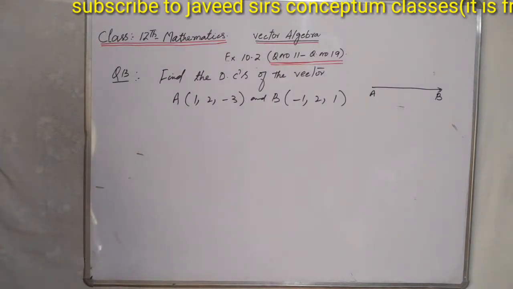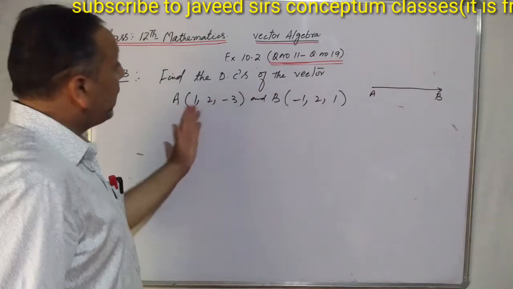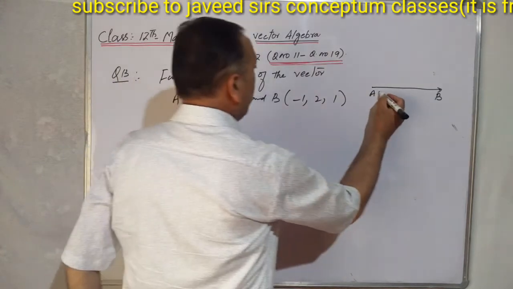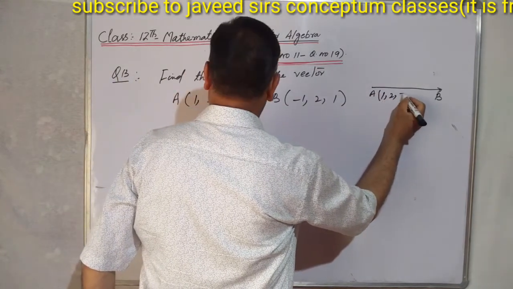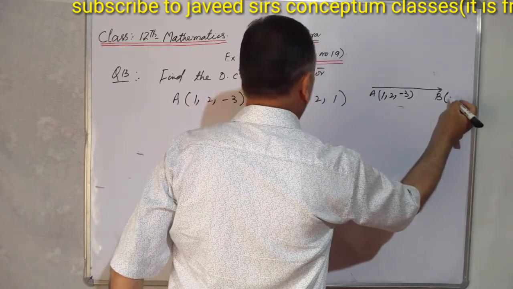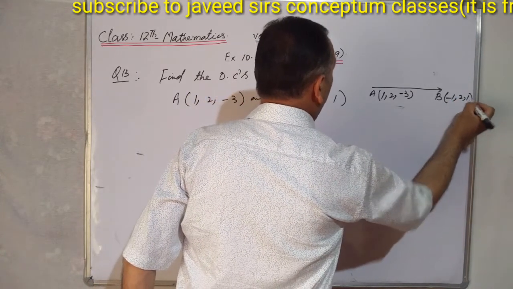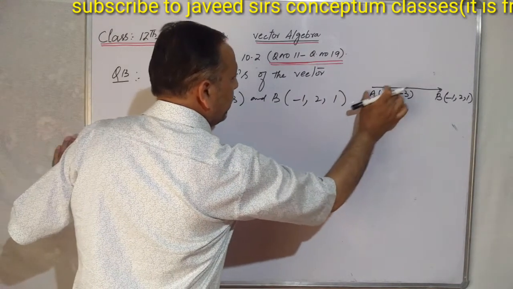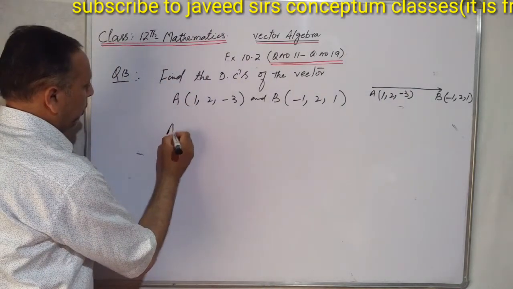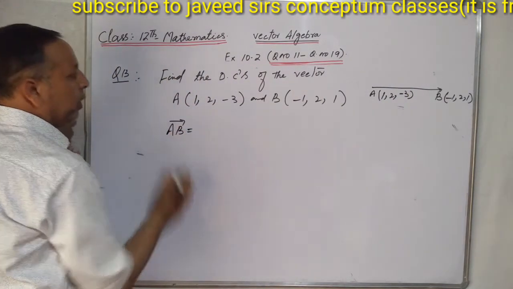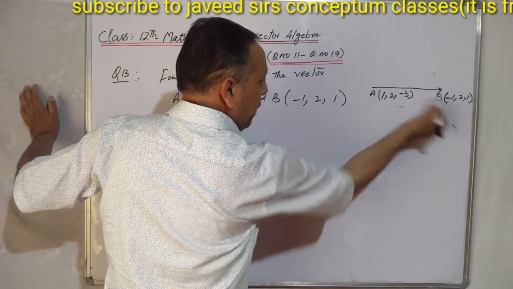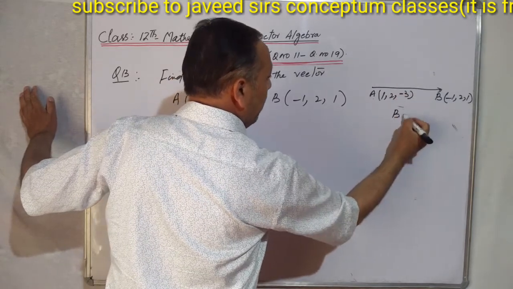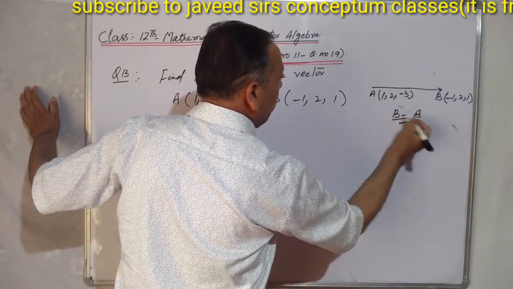Now here, first find the vector which is directed from A to B. We have coordinates of A as 1, 2, minus 3, and B as minus 1, minus 2, 1. So let us first find the vector directed from A to B. It will be position vector of B minus position vector of A.